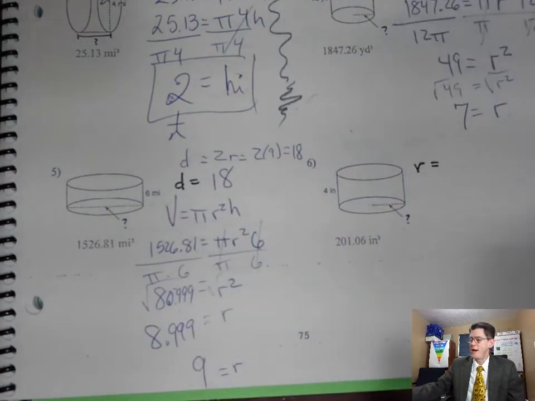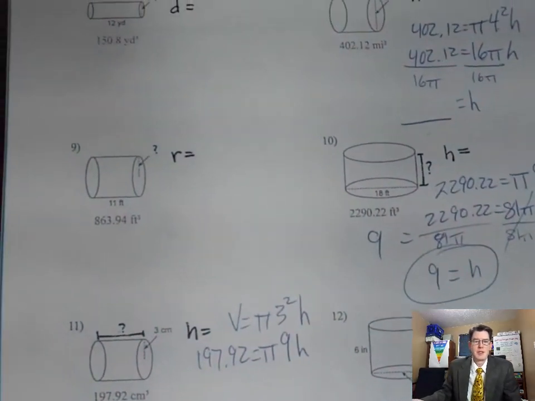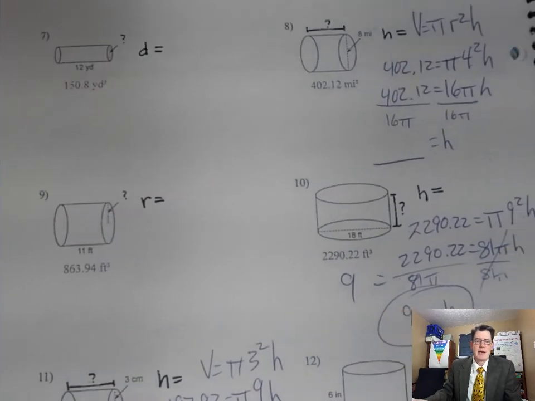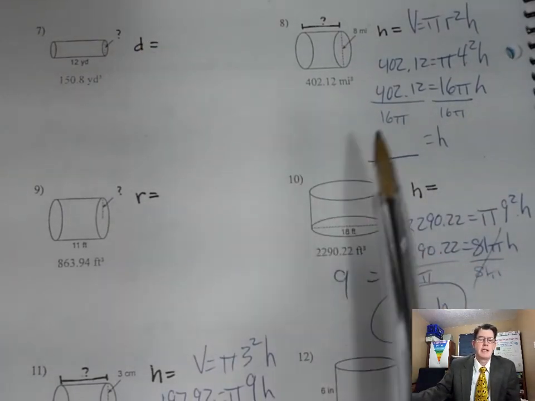So there's 4 and 5. Take a look at 7 and 9. If you want to hit pause right now, I'm going to write out the equations for these. But go ahead and hit pause and see if you can write the equation correctly for 7 and 9.